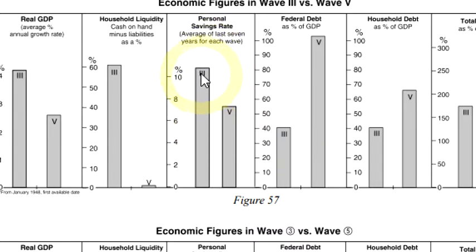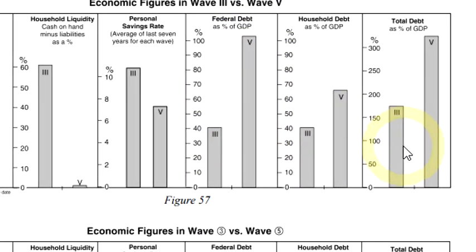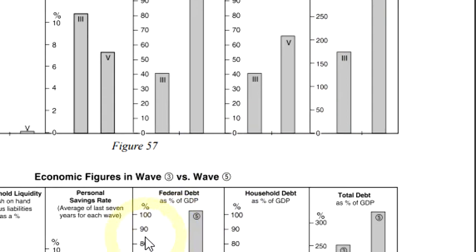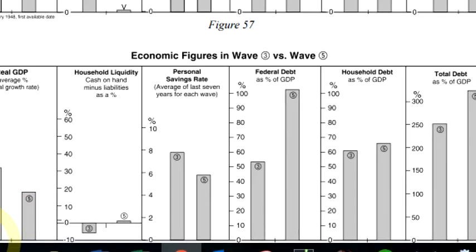Personal savings. So again, people saved more at the top of wave 3. Now they're invested more and they're more in debt. Federal debt. Now, the reason federal debt is higher is because of these other things, right? So household liquidity, personal savings rate. So this is just the opposite, where debt, you would expect debt to be higher at the end of the trend than you would at the middle, okay? Household debt, same thing, and then you have total debt. So total debt, household debt, and federal debt are all higher now than they were at the wave 3 peak.